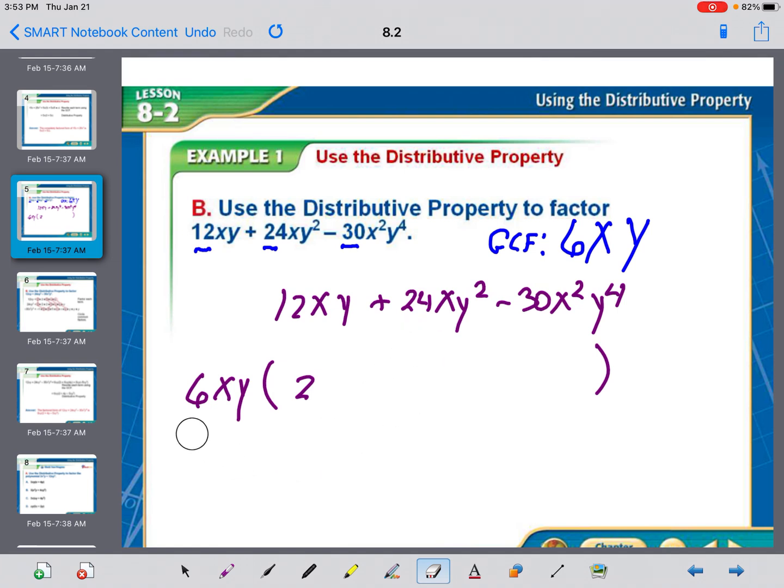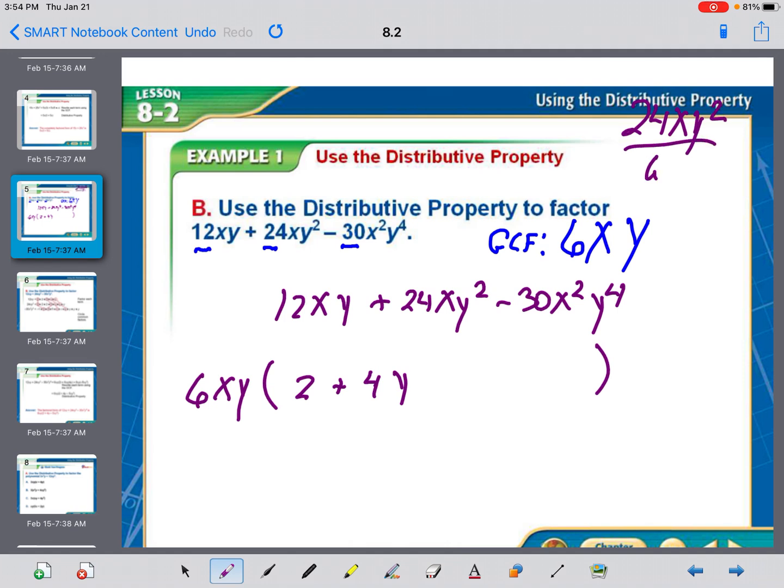Then I'm going to take the 6xy out of this. Numerically, 24 divided by 6 is 4. What happens to the x's? They cancel. What happens to the y's? Y squared divided by y to the first is y to the first. So remember, it was 24 divided by 6, which we said was 4. And it's not just a blank 4, it's a plus 4. The x's cancel, and the y squared divided by y is y.